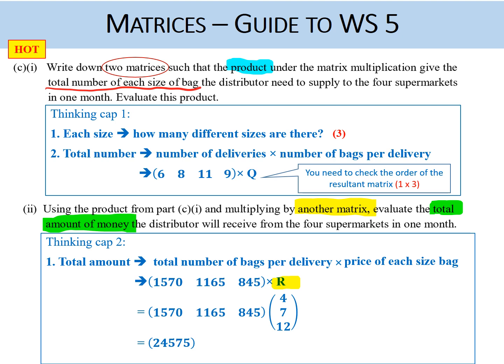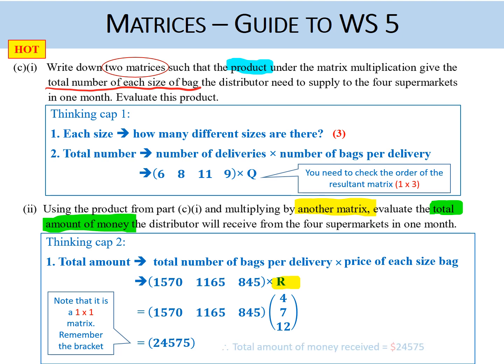you will get a 1 by 1 matrix. And yes, in this case, R is the other matrix that we are supposed to look out for. So take note of the presentation in this particular question. It's a 1 by 1 matrix. So it is still a matrix. Therefore, remember to put the bracket. Now, this is not the final answer yet because the question asks for the total amount of money. So I cannot just leave the answer in matrix. I do need to give the answer as a final statement.